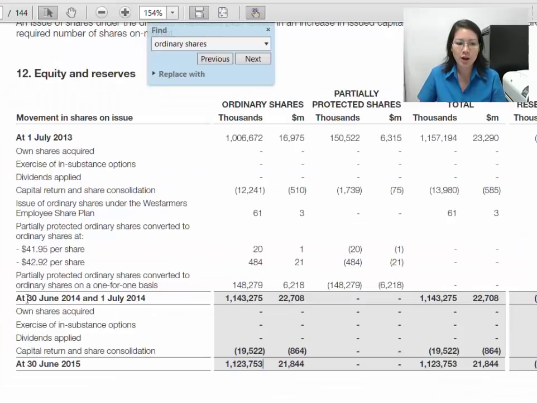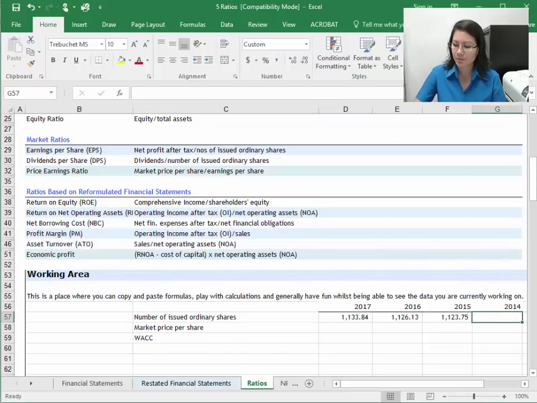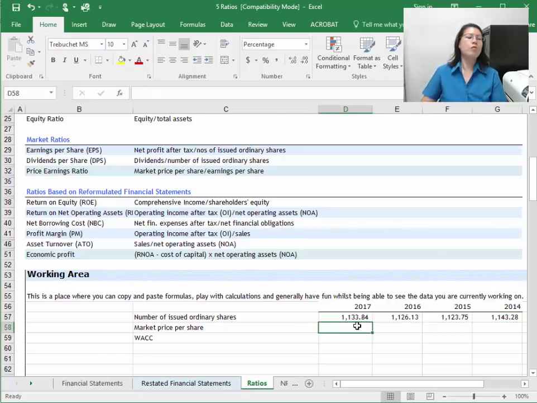Now 2014, so as at 30th of June 2014, this was my number of ordinary shares. This is the dollar value, this is the number. I want the number, it's very important. Don't use the dollar value, use the number. 1143275. Convert it to my millions. Okay, so that's my number of issued ordinary shares done. That will make my life much easier when I do these two ratios.